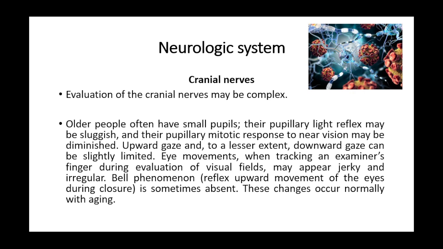Cranial nerves. Evaluation of the cranial nerves may be complex. Older people often have small pupils. Their pupillary light reflex may be sluggish, and their pupillary miotic response to near vision may be diminished. Upward gaze and, to a lesser extent, downward gaze can be slightly limited. Eye movements when tracking an examiner's finger during evaluation of visual fields may appear jerky and irregular. Bell phenomenon is sometimes absent. These changes occur normally with aging.